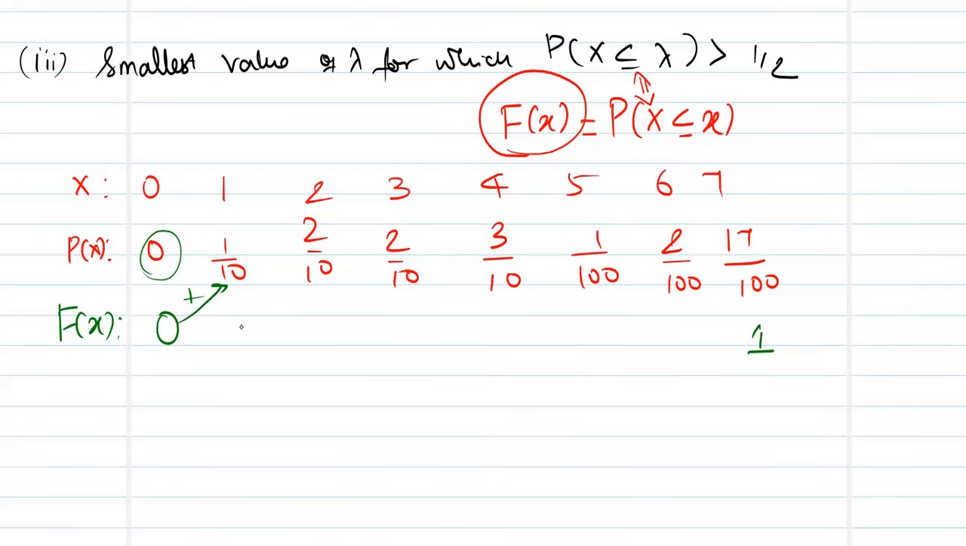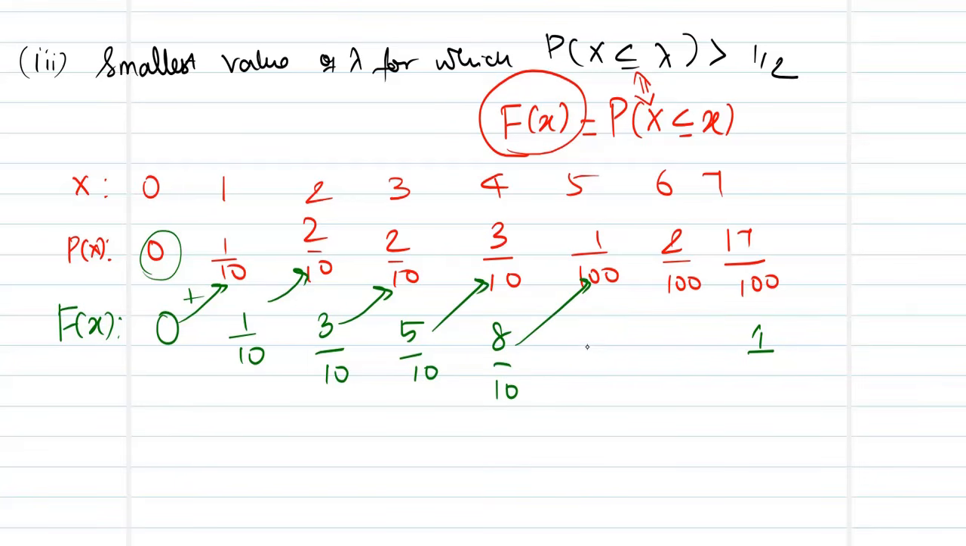0 plus 1 by 10 is 1 by 10. 1 by 10 plus 2 by 10 is 3 by 10. 3 plus 2 makes it 5 by 10. 5 plus 3 makes it 8 by 10. 8 by 10 plus 1 by 100, so it makes 80 plus 1, so it is going to be 81 by 100. The next one, 81 plus 2, that makes it 83 by 100. And 83 plus 17, that makes it 100 by 100, which is going to be equal to 1.